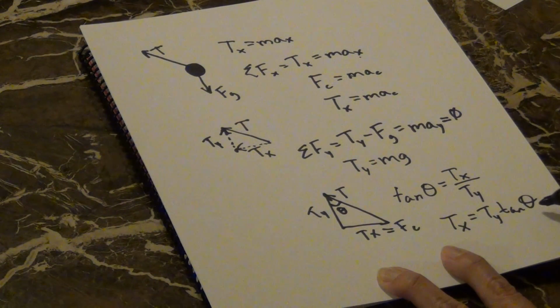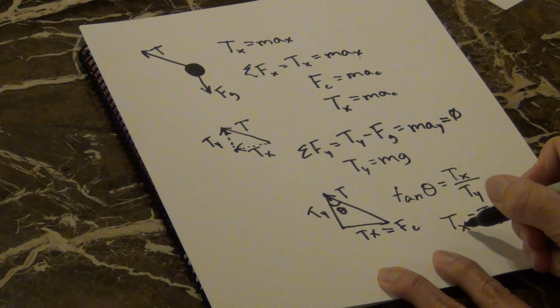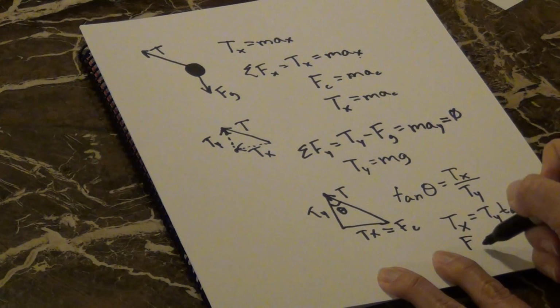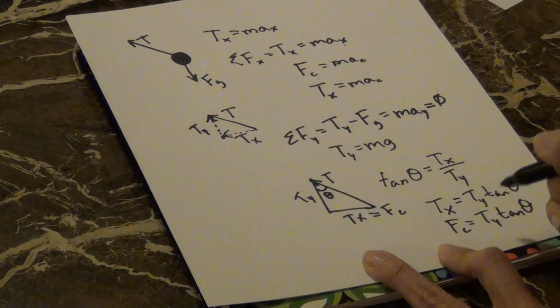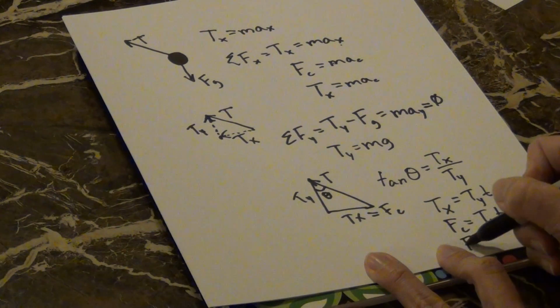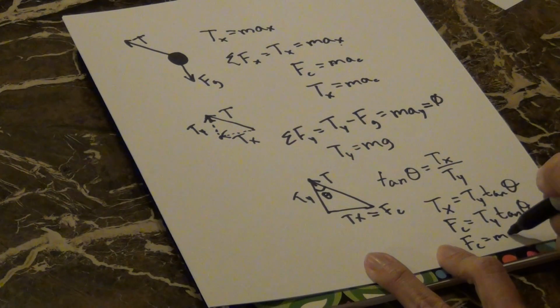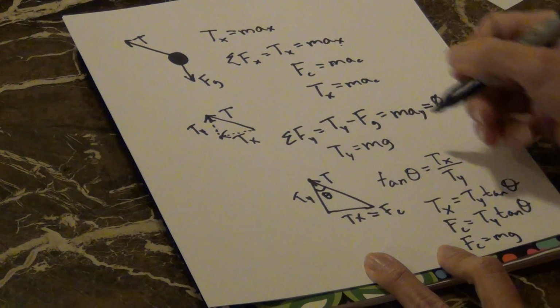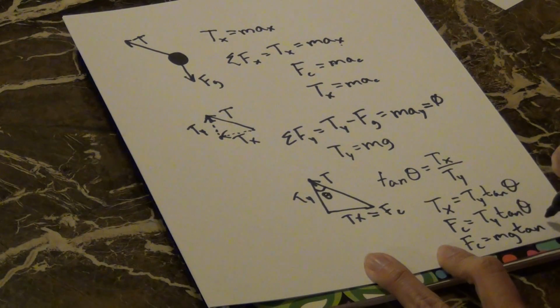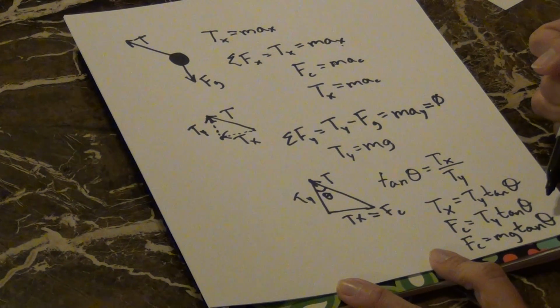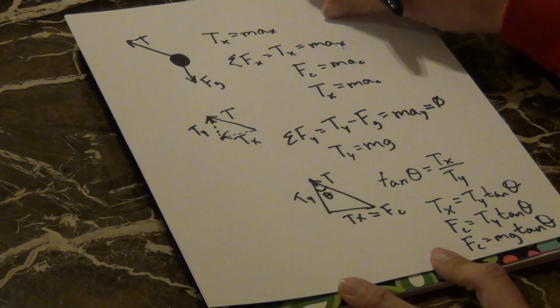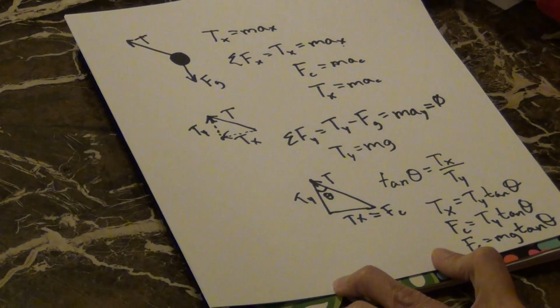Right? And if that's the case, we now know tension in the x direction, which is also our centripetal force. So that equals tension in the y direction times tan theta. Tension in the y direction was just weight, so now we have centripetal force equals mg tan theta. So now we've solved for the centripetal force. You could have solved for it that way. You could have solved for it through the alternate route that we discussed before.